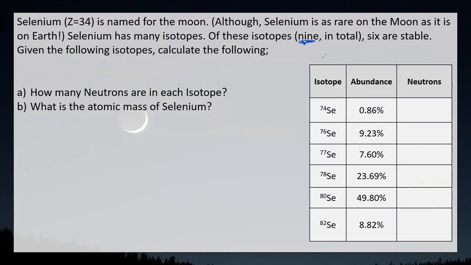in general, and 6 of those are stable in ways that we are meaningful and we can measure them and they stick around. So given the following isotopes, we're asked to calculate the following. How many neutrons are in each, and what is the atomic mass of selenium given this data about the isotopes and their abundance. So the first one should be pretty easy as long as you remember what this number means.